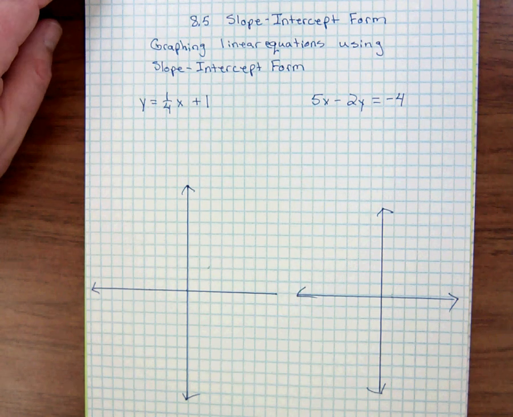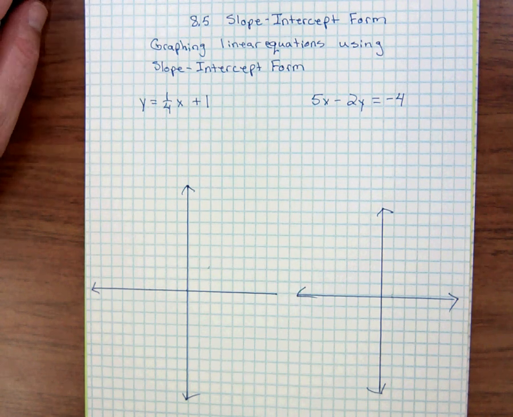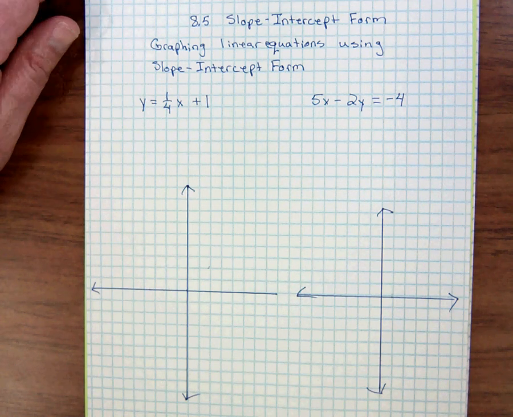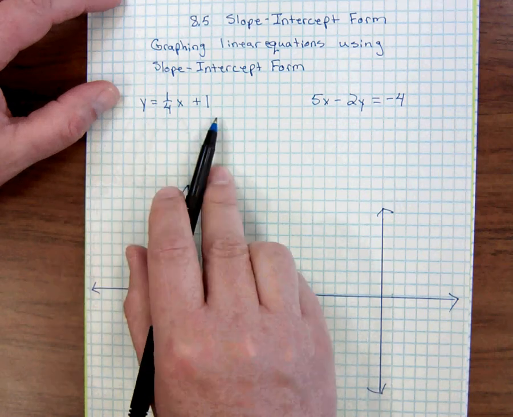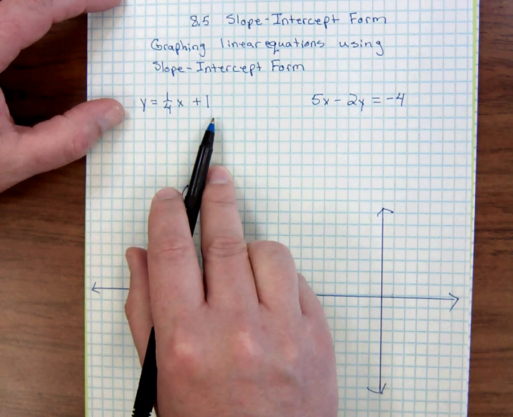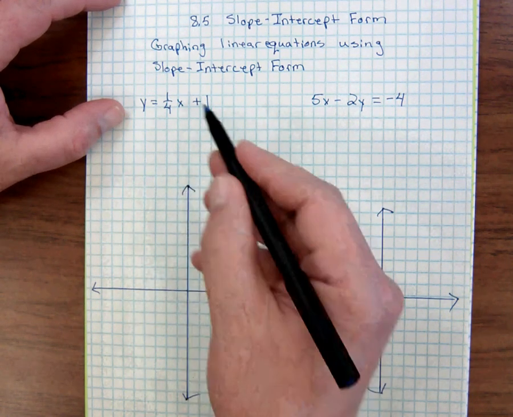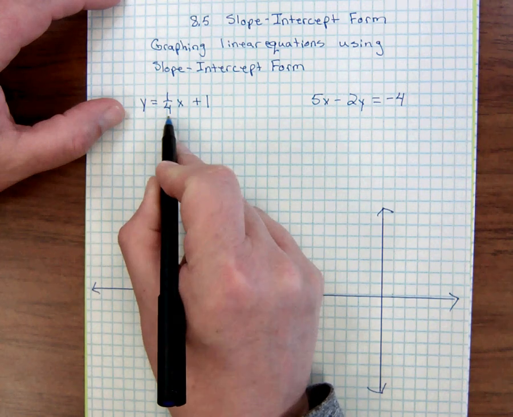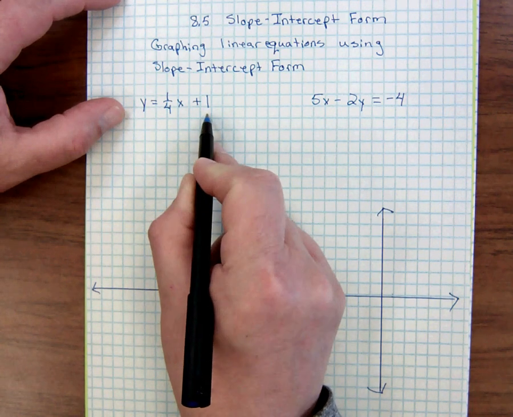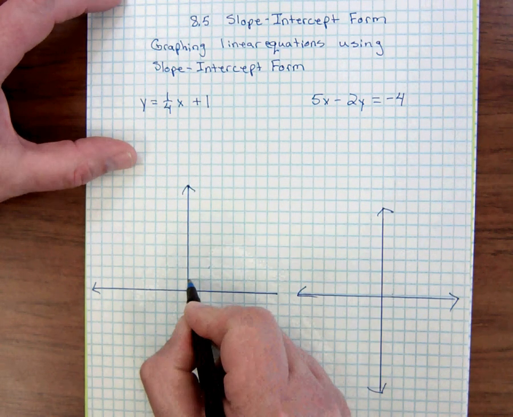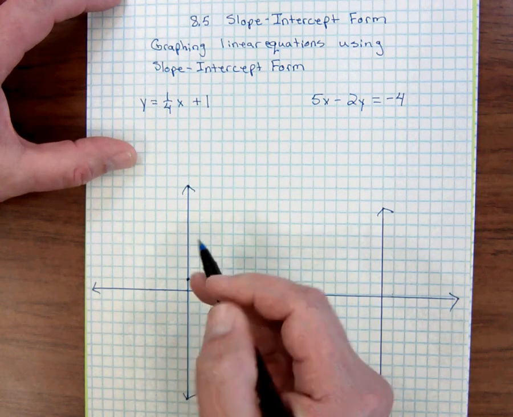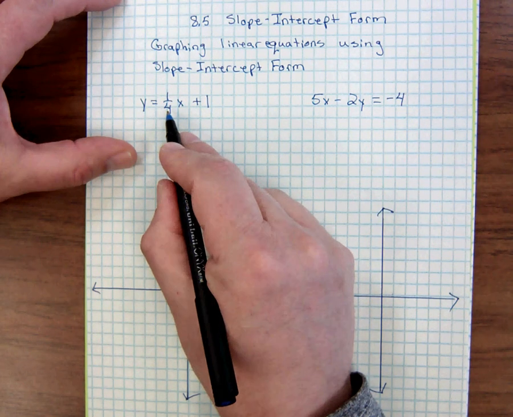We're going to graph linear equations now in the slope-intercept form. So our first example is already in slope-intercept form. The first thing we do is identify our slope and our y-intercept. So we're going to go to our y-intercept at a positive 1, and then we're going to use our slope, which is 1/4.